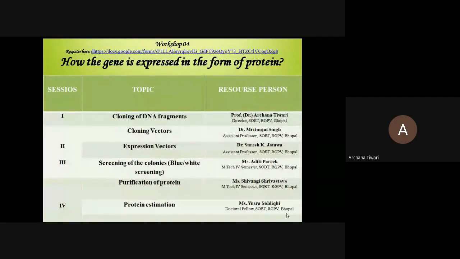Here, today we have two sessions, screening of the colonies, that is blue and white screening, because we have to repeat this session again. On that day, n number of participants had not joined. That is the third session, fourth session, and followed by the fifth session. Third, screening of the colonies, that is on the basis of blue and white screening. Might be our desired gene or gene of interest is in the white colonies, that is our desired gene is present in the white colonies instead of blue colonies.